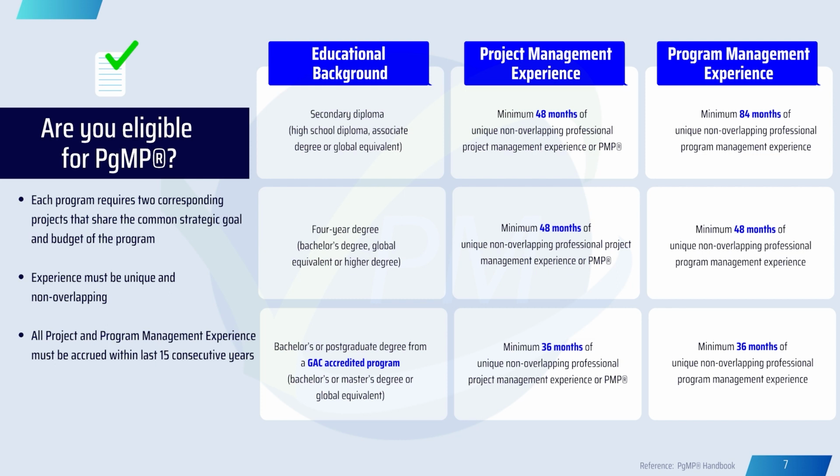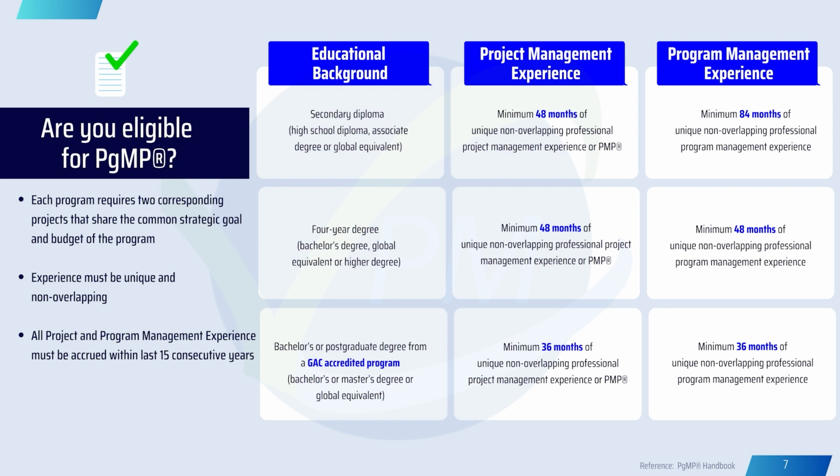If you do not know what a GAC accredited program is, please Google it. You will find that it will take you to PMI's directory. Here you will find lots of universities, I think more than 100 universities. And most likely, if you're coming from the US or Canada, maybe Singapore and a few other countries, your university is already there. Why important? Because that will reduce 12 months for your project management eligibility and 12 months for your program management eligibility.